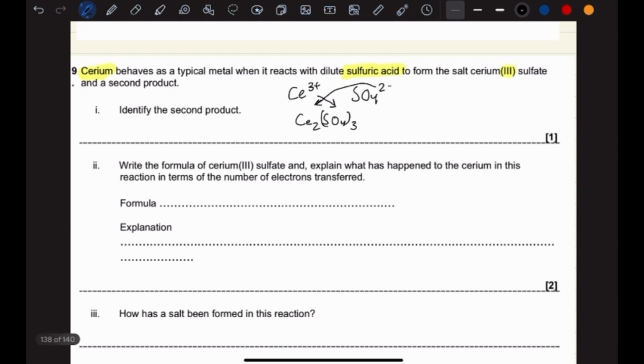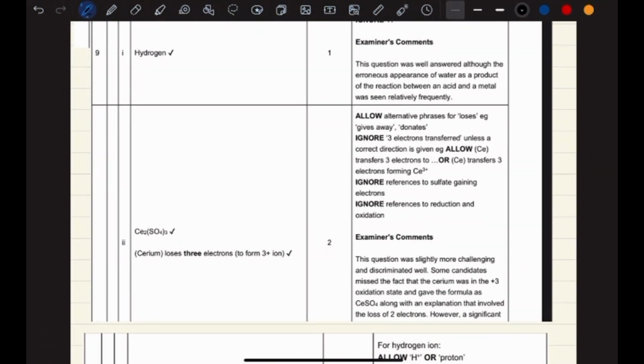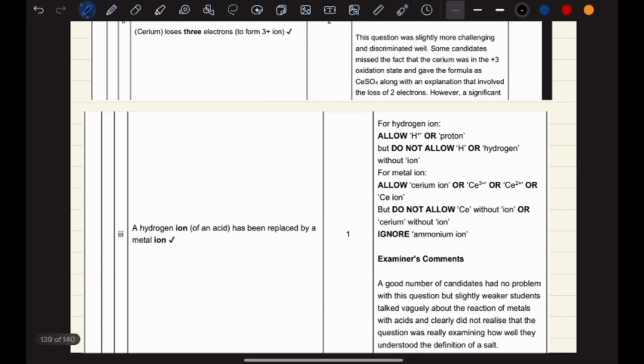Cool. Now, electrons transferred again. Cerium is a metal, and we know that metals are going to lose electrons, because they form positive ions. So they lose electrons.